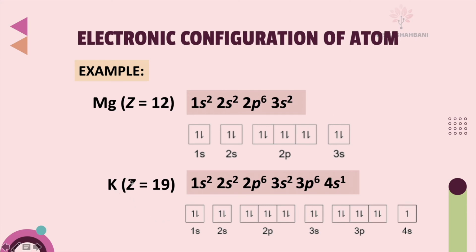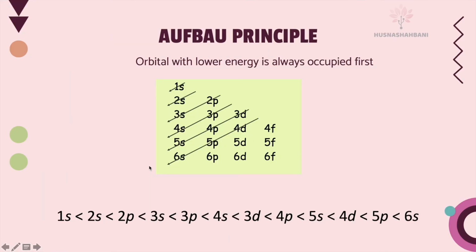Same for potassium. Potassium, 19 protons, 19 electrons. Ten electrons in 1s, 2s, 2p, then two electrons in 3s, six electrons in 3p, and one more electron in 4s. After 3p, 4s, not 3d. Refer here. After 3p comes 4s, not 3d. 4s first, then 3d. Follow this arrow.